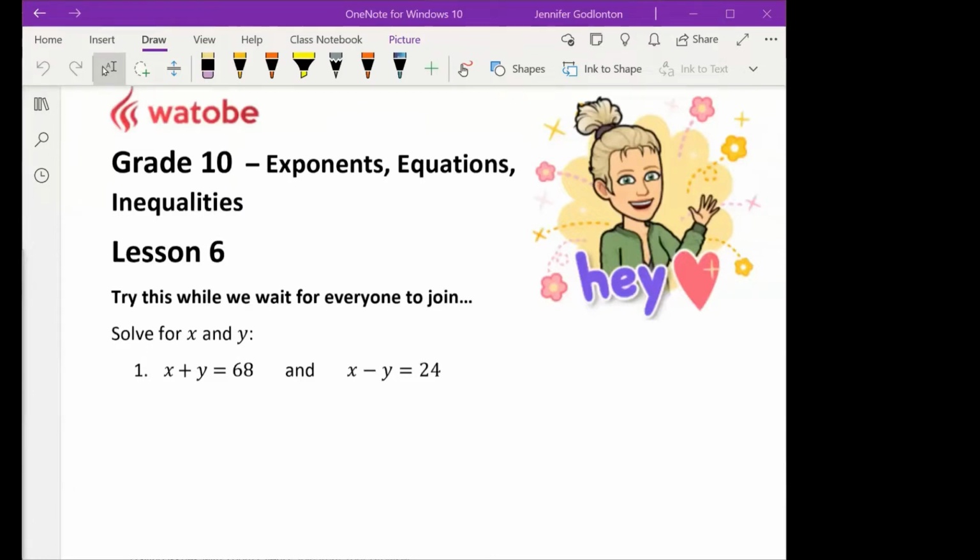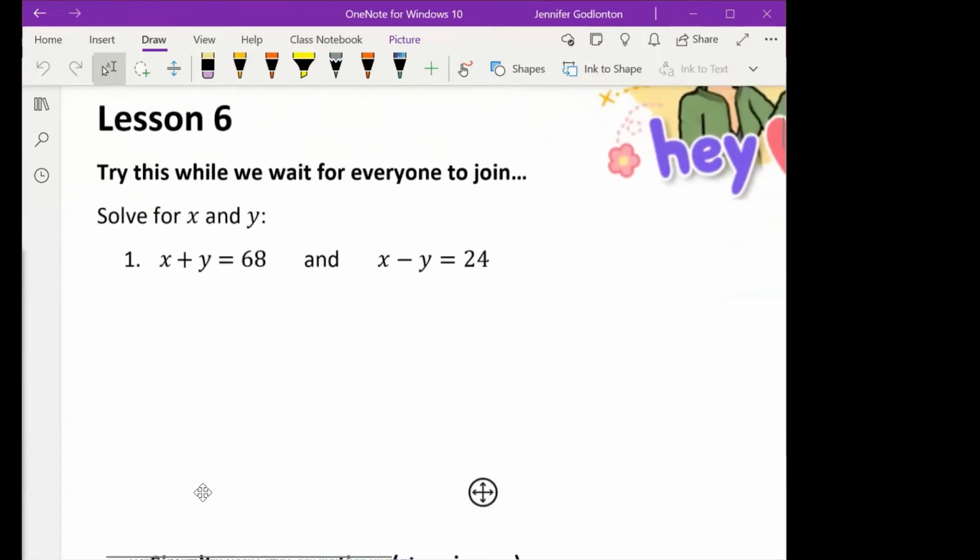Okay, let's go through this question. So this is just a nice, easy simultaneous equation where we haven't got any coefficients happening. And we've got the two methods that we learned on Tuesday. The first way is substitution. So we want to isolate one variable. So I'm going to isolate x. So x is equal to 68 minus y.